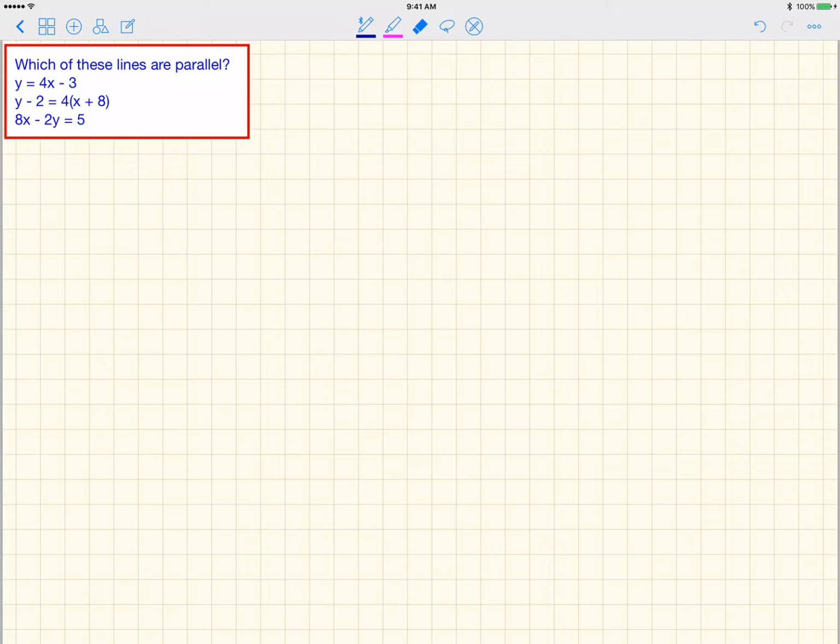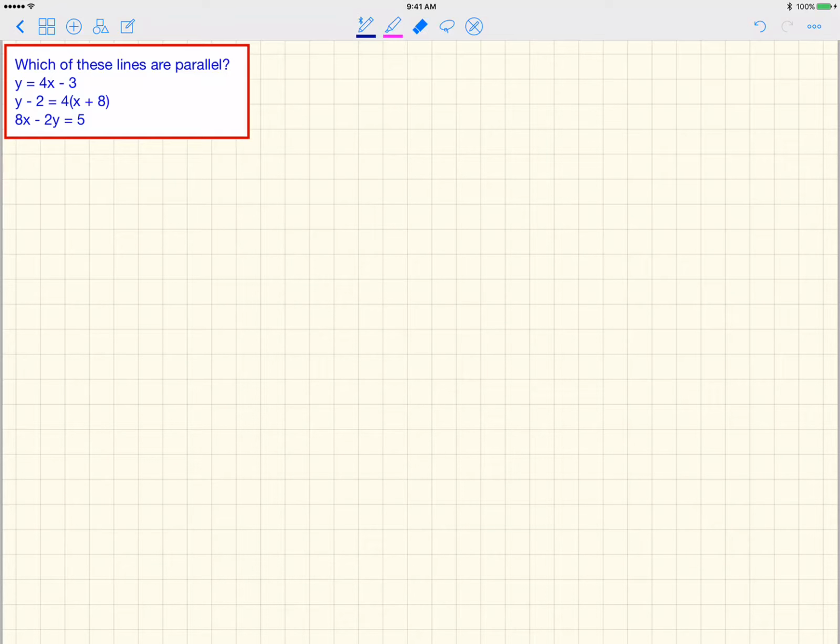The answer could be that two of the lines are parallel, all three lines are parallel, or none of the lines are parallel. So take a moment, pause the video, and see if you can figure out if any of these lines are parallel to each other. Give yourselves a couple of minutes, and then we'll come back.